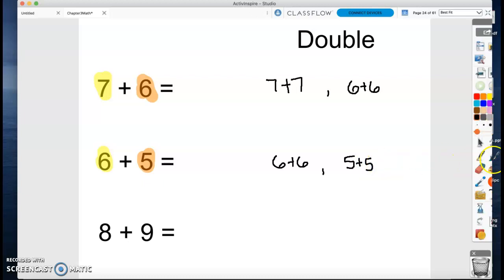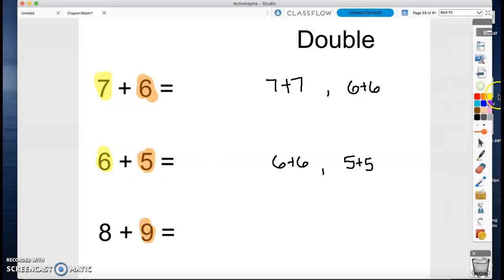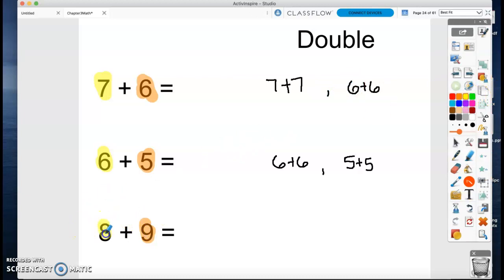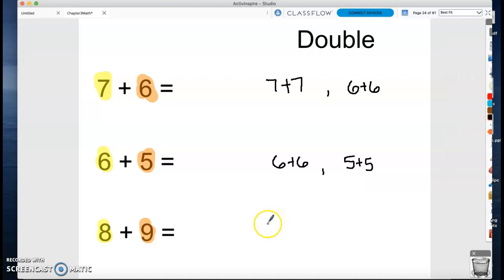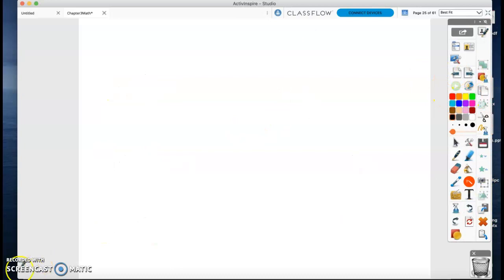Now, let's go to the last one. Remember, I have 2 add-ins that I can use. I have a 9 and I have an 8. So let's see. What is my first add-in? What is my double? If you said 8 plus 8, awesome job. What would be the other doubles fact I can use? If you said 9 plus 9, great job. Awesome job learning today.